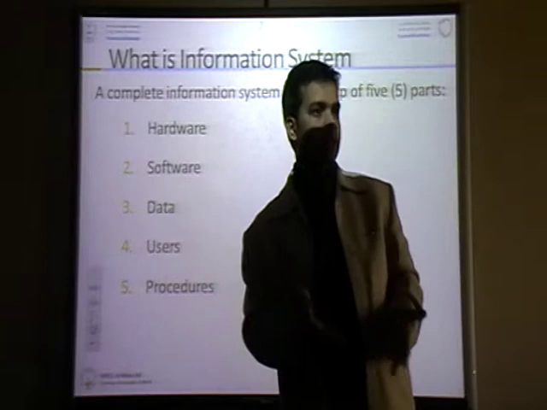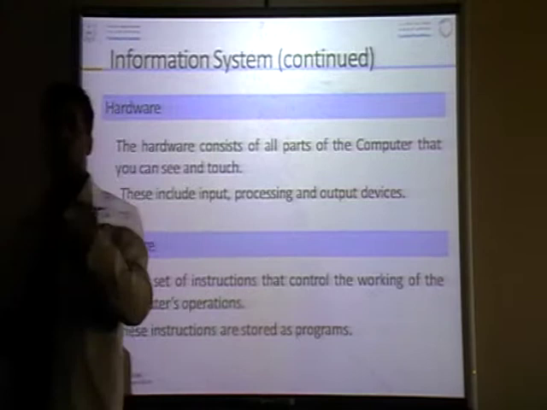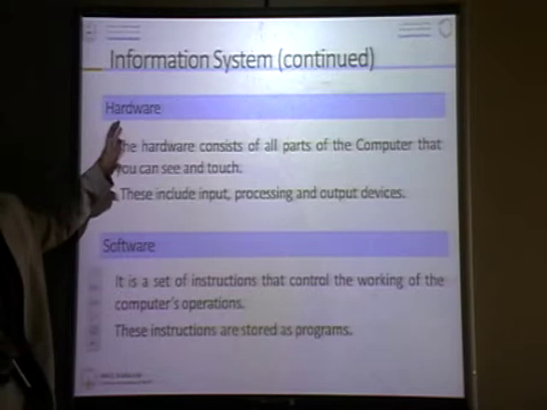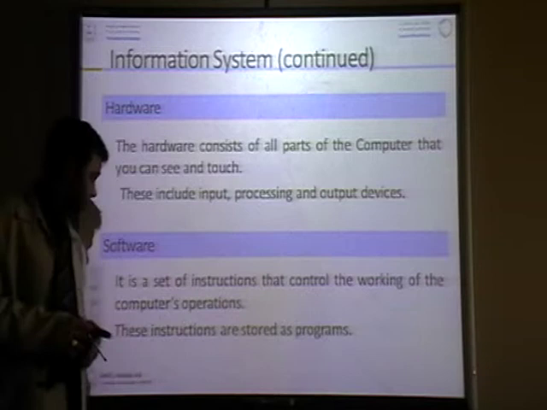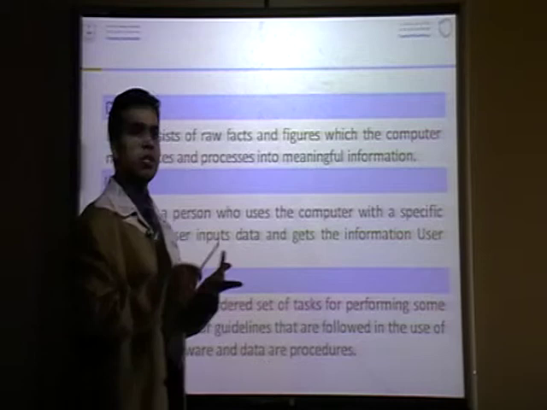Procedure means rules, how to use. Who will use, how to use. Hardware parts you can touch and see. Software only see, you cannot touch. Data, anything around us. Name, letter, picture, symbol, audio, video, everything, that is data. User, the person who uses the computer.